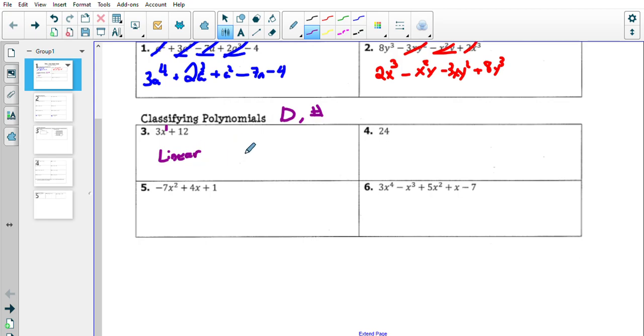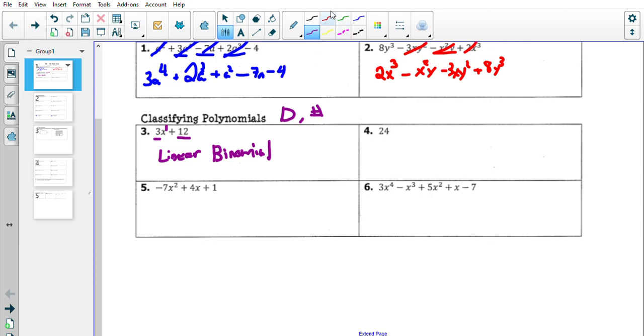And now I have to figure out, well, how many terms do I have? Well, I have a 3x and a 12. That's 2 terms. So that means that if I look in my number of terms list, that tells me it is a binomial. Okay? So the full classification of this is a linear binomial.